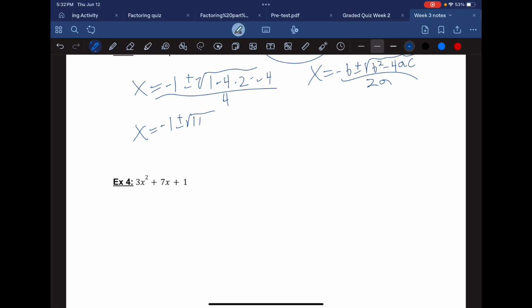Square root of 1 plus 32 over 4. So x equals negative 1 plus the square root of 33 over 4, or x equals negative 1 minus the square root of 33 over 4. That was a rough x. And then, sorry, give me just a second.